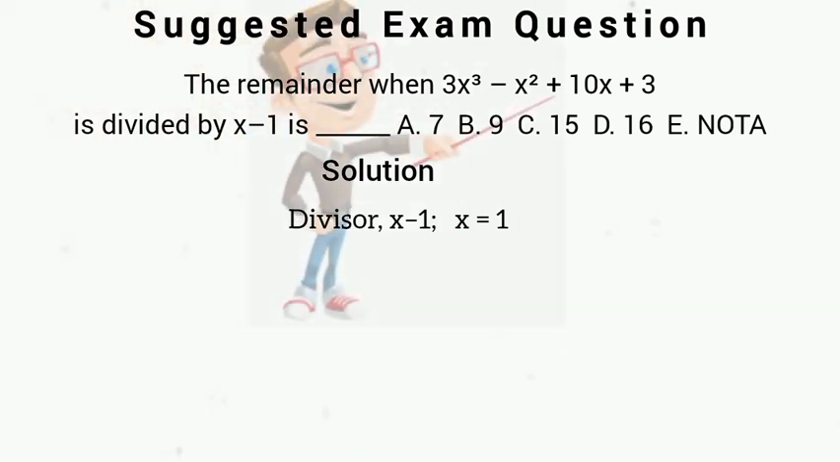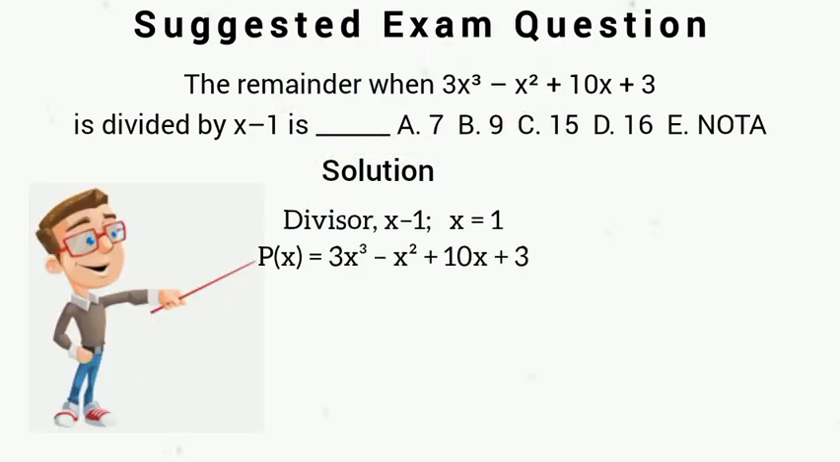Now the term that we are dividing is the polynomial, okay? And we're going to use p of x to represent it. What we are dividing according to the question is 3x raised to the power of 3 minus x raised to the power of 2 plus 10x plus 3. That is the term to be divided, and we call that the polynomial.